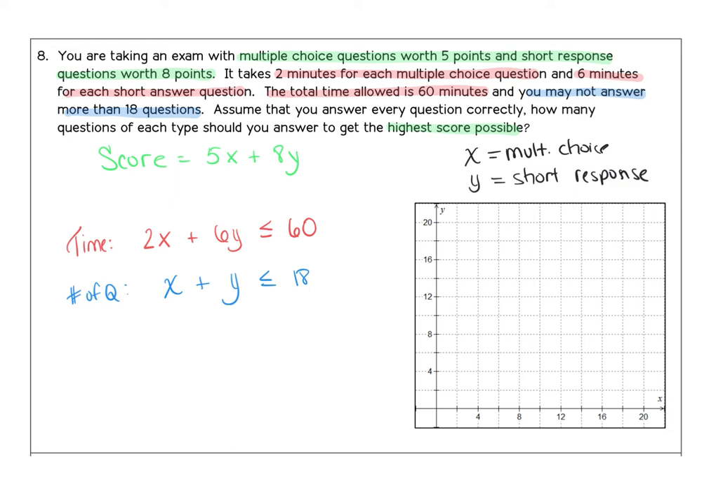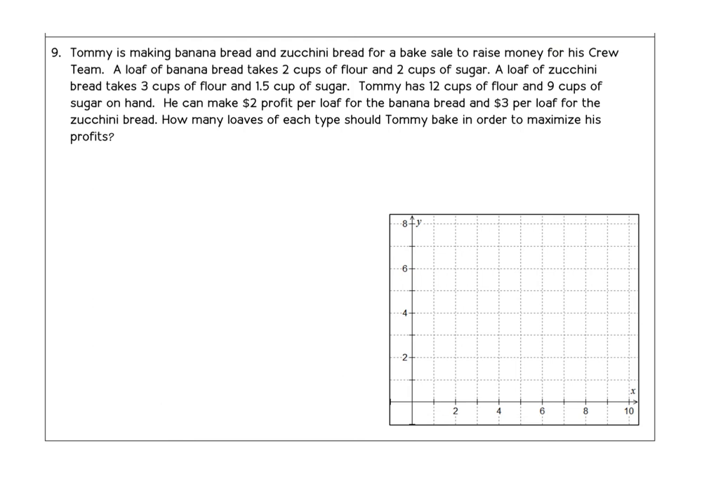All right, let's look at one more and then I'm going to let y'all work for the last few minutes. Tommy's making banana bread and zucchini bread for a bake sale to raise money. A loaf of banana bread takes 2 cups of flour and 2 cups of sugar. Zucchini takes 3 cups of flour and 1.5 cups of sugar. He has 12 cups of flour and 9 cups of sugar. He makes $2 profit on the banana and $3 on the zucchini. What are my variables going to be? Banana and zucchini. That's my x and y.